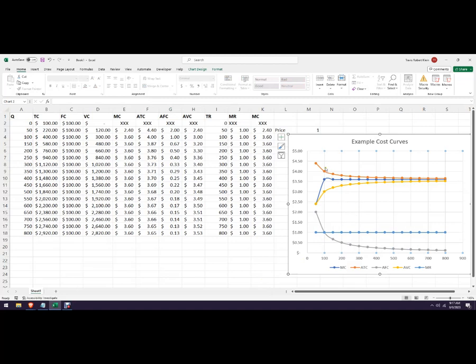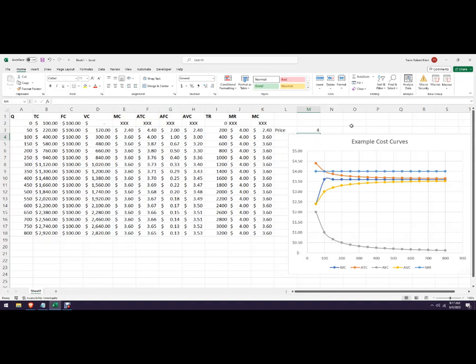Okay, so now our orange line is average total cost. And then right here, this is our marginal cost. So in this case, marginal cost is always higher than whatever our price is. So you can mess around with the price and change price to 4. And so right there, it's never going to hit marginal cost. Okay, so again, I still have a linear function here.